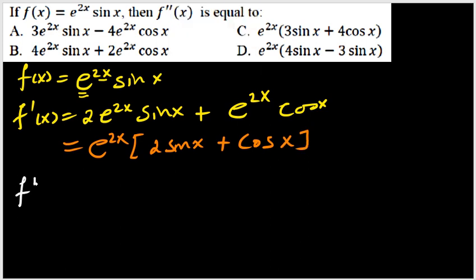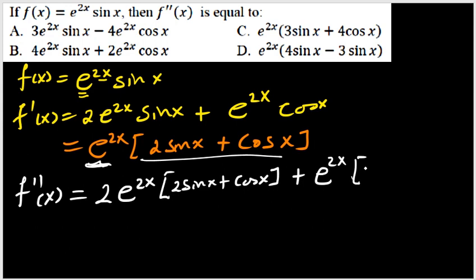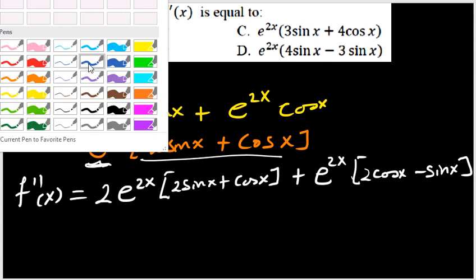Now when you differentiate for the second time, again the outer derivative is 2 times... product rule, again the outer times the inner one. The outer derivative alone will be 2 times e to the power of 2x. This is only the e to the power of 2x derivative times 2 sin x plus cos x, plus the outer as it is times the inner derivative. 2 sin x will be 2 cos x minus sin x. Cos x derivative is negative sin x.